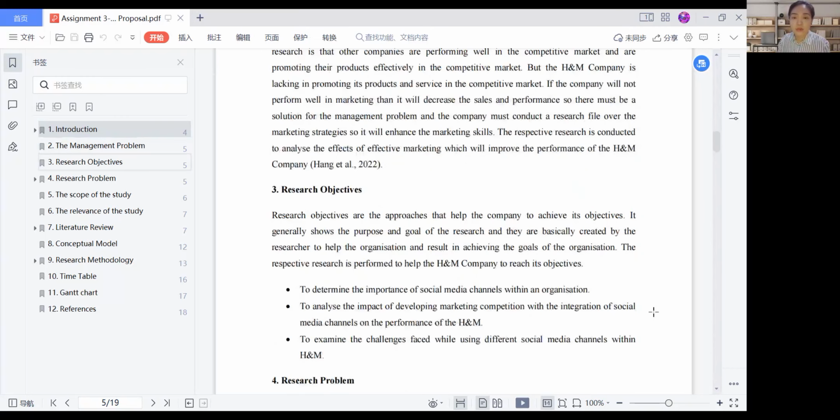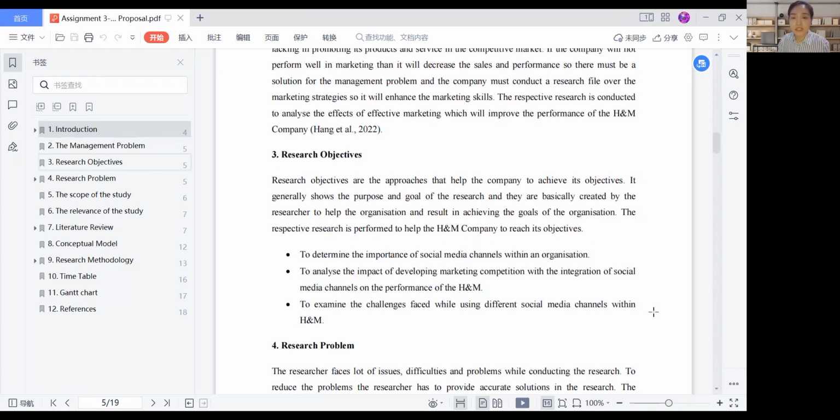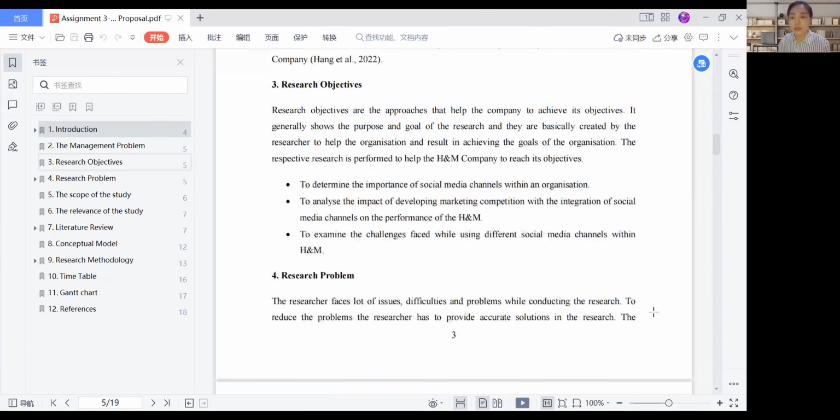3. Research objective. The respective research is performed to help the H&M company to determine the importance of the social media channel within an organization, and to analyze the importance of developing marketing competition with the integration of the social media channel on the performance of H&M.